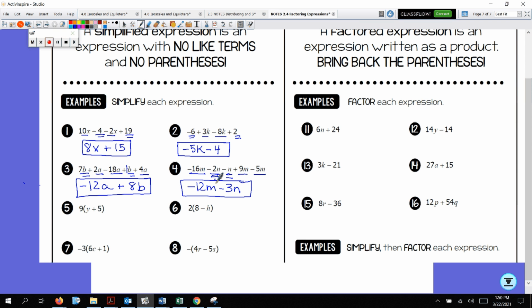All right, so 5 through 8 we have to distribute, right? Get rid of the parentheses. So 9 times y, 9y. 9 times 5 is 45. And I obviously did not calibrate my board, and it's going berserk. I apologize. Actually, okay, I'm going to try to write on it with my little pen here. 9y plus 45.